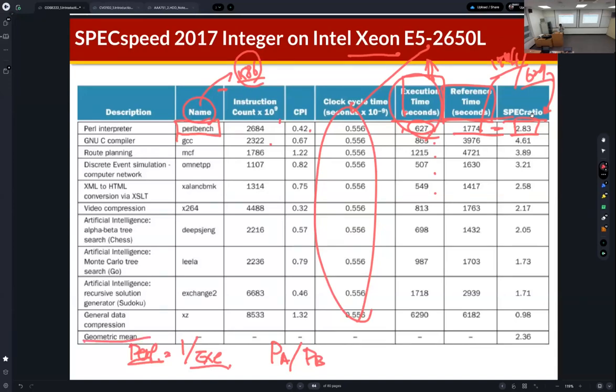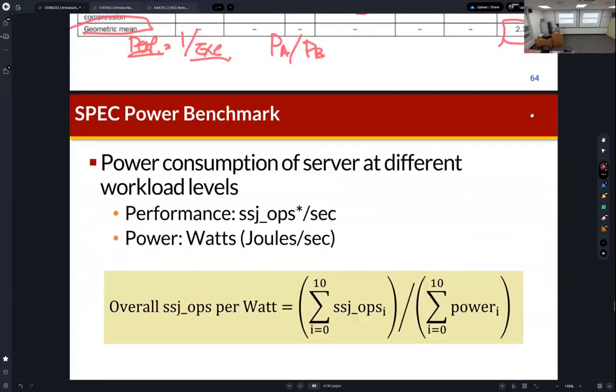And then by applying the geometric mean to the SPEC ratios, we can calculate the performance of the Xeon. So that's how we can use the SPEC benchmark to measure the performance of a computer system. This is the geometric mean, which means that this system is 2.3 times higher. The performance of this system is 2.3 times higher than the reference machine. Okay, so we can use SPEC like this.